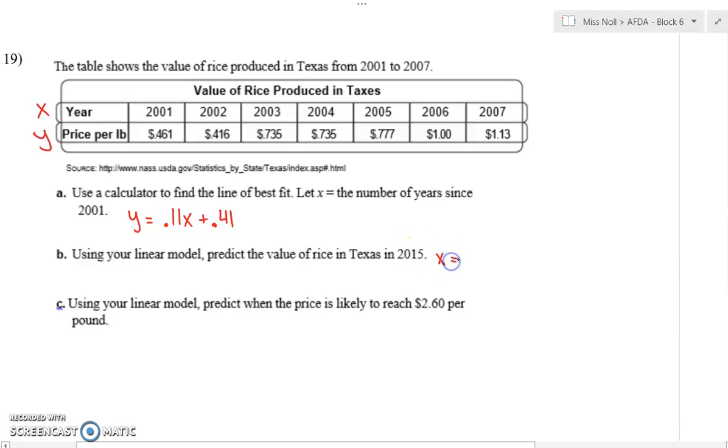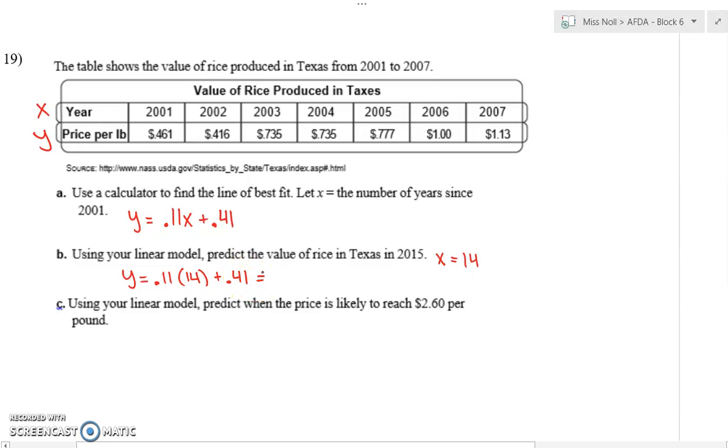So I'm going to have something I'm going to plug in for X, but I don't want to plug in 2015. I have to remember that my X actually represents how many years since the starting year, which in this case was 2001. So I take 2015, I subtract 2001, and I see that that is 14 years since then. So I'm going to take my linear model, and I'm just going to substitute 14 in for X.